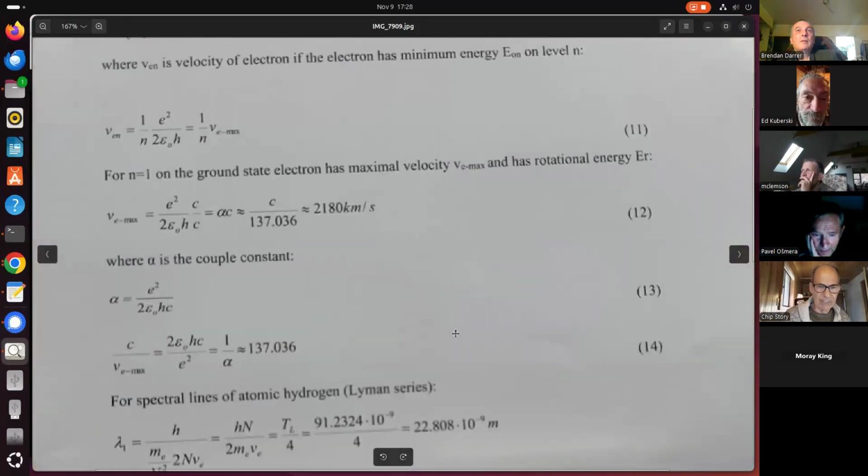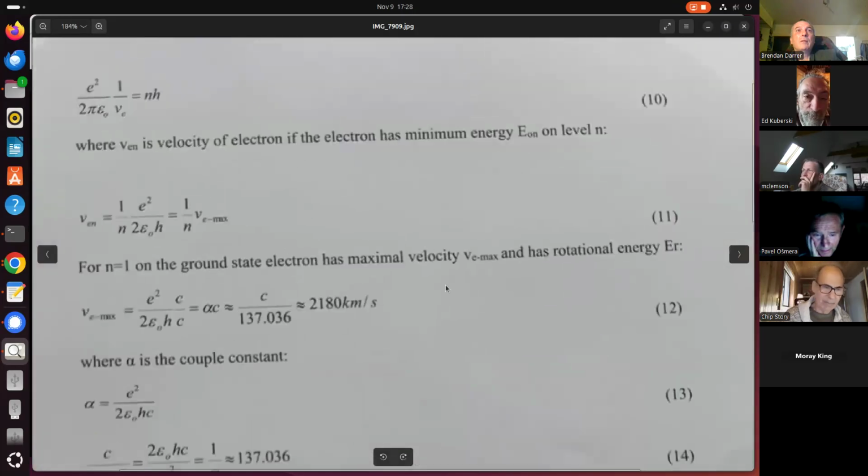What is the definition of N here? Capital N. Wouldn't that be the number of energy levels? Yes, N equals 1 on the ground state. Shell levels, or whatever, orbital levels. All right, that makes sense. Thanks, Brandon.